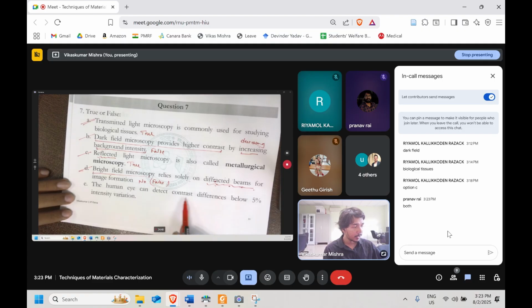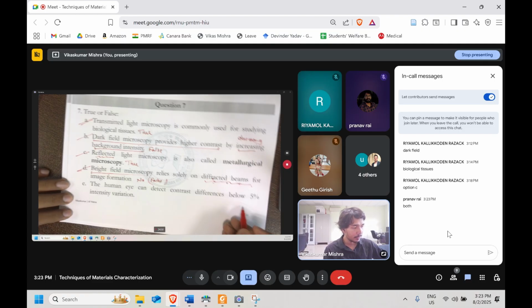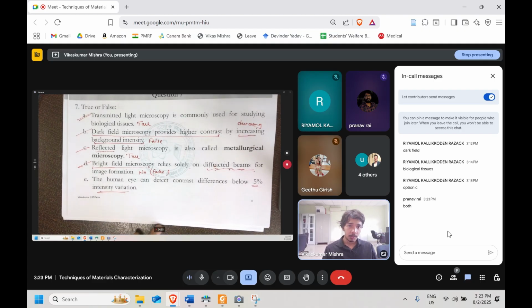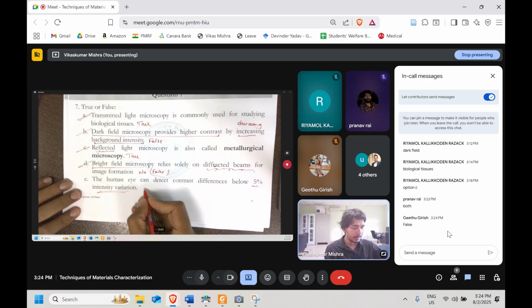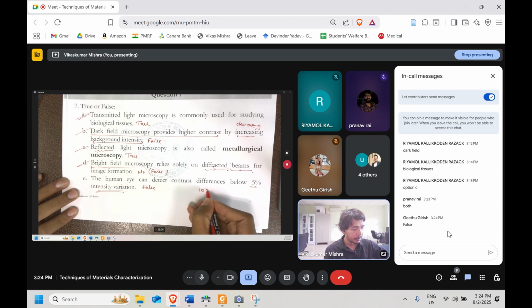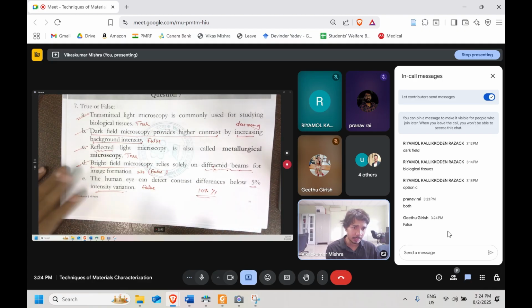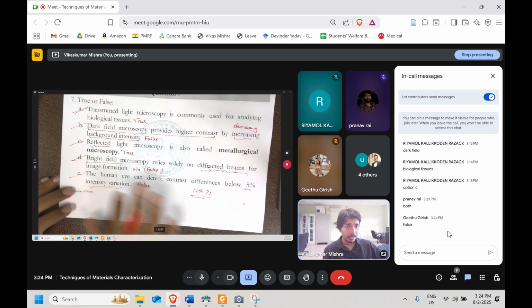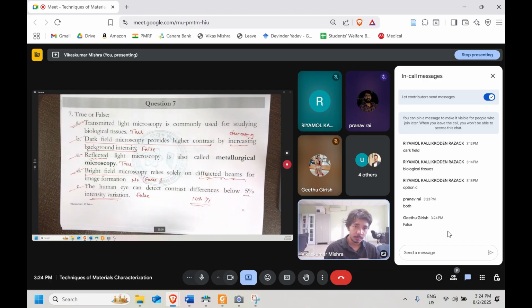Now the last one. The human eye can detect the contrast difference below 5% intensity variation. So what do you think? We have discussed it. The human eye, we know in the class, it's false, right? It's more than 10%. The contrast should be more than or equal to 10%, then only we will be able to detect it, or else no. So with that we have solved this entire question. If any doubt in this particular question number 7, let me know. If not, we'll move to the next question.